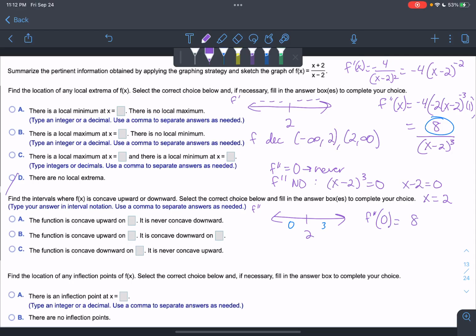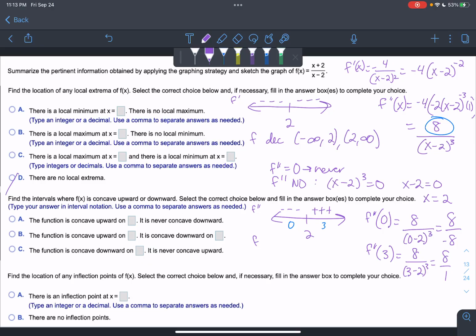I get 8 over 0 minus 2 cubed, so I get 8 over minus 8, so that's going to be a negative. And then f double prime of 3, let's plug that in. 3 minus 2 cubed, so that's going to give me 8 over 1, and so that's positive.